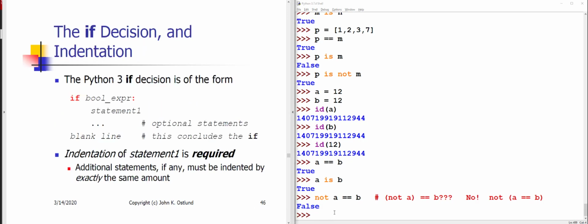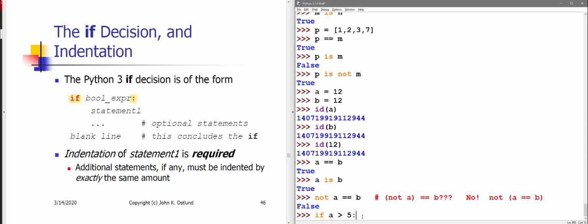So now that we know how to do equality and relational and logical tests, we can use the if decision structure in Python to decide conditionally whether to do some sequence of statements or not. The notation for an if consists of the keyword if, followed by some Boolean expression such as a greater than 5, let's say, and a colon. It's very easy when you're getting new to Python to forget that colon, but you do need the colon at the end of that Boolean expression.